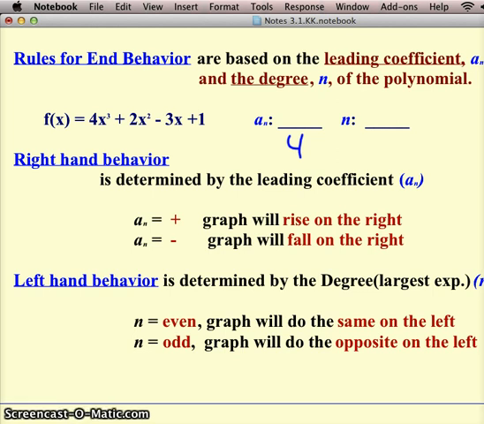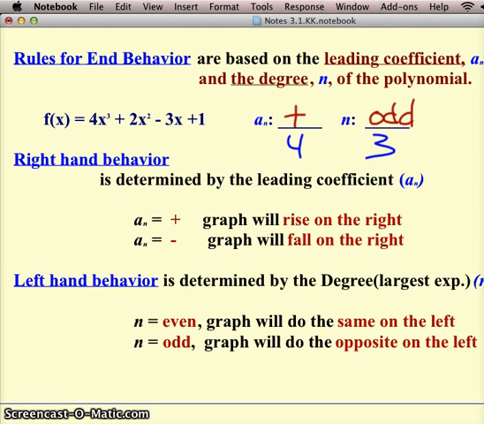And the degree is 3. But really what we're concerned with is the lead coefficient being positive and the degree being odd. Now, all odd degrees, all odd exponents, behave the same way. They will do the opposite on either side of the graph. And the positive idea is rise on the right, and the opposite on the left.